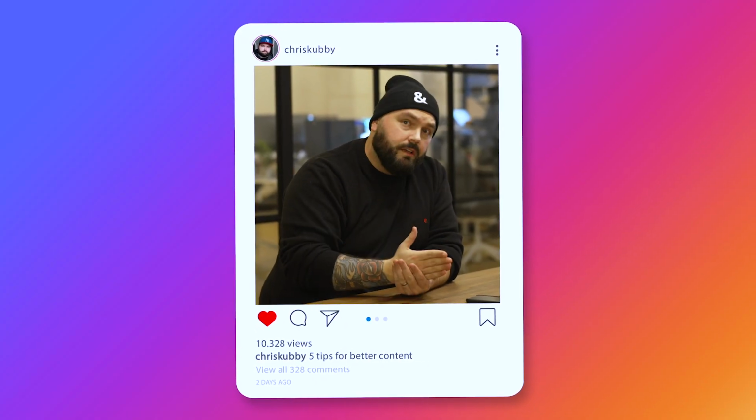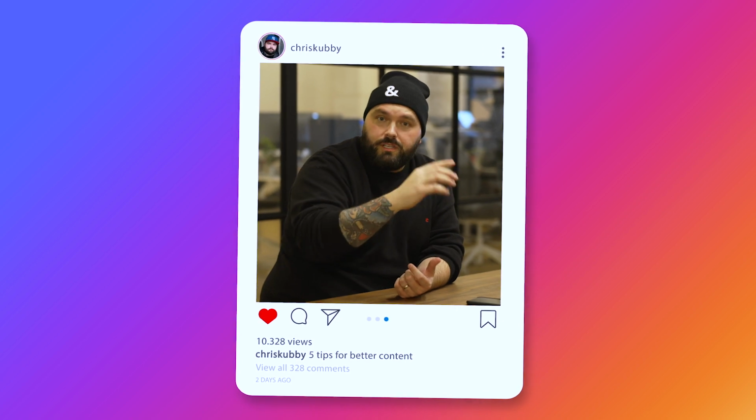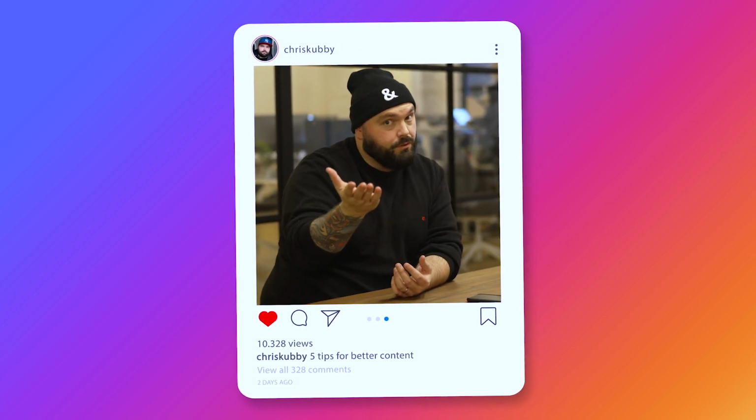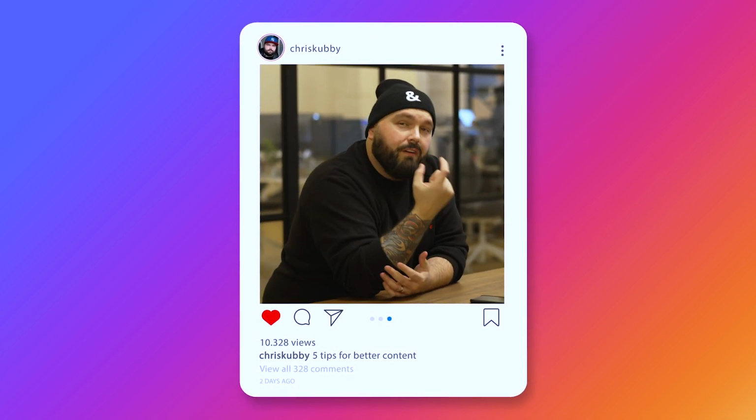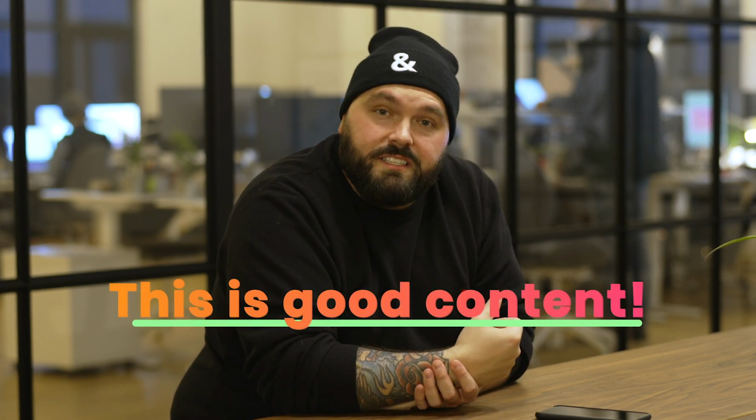So carousels, where you actually swipe and go through and watch the different images, or you can actually do carousels with video, are a very good way of keeping people on your content. So Instagram looks at that and goes, oh, all right, people are spending a lot of time on this person's content and they're engaging with it. So do carousels as much as you can. It really drives engagement and tells the Instagram algorithm that this is good content.